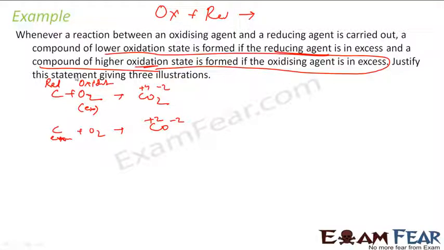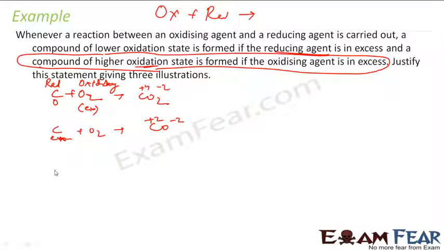So if you see in this case, carbon is getting oxidized, oxygen is getting reduced. So oxygen is the oxidizing agent and carbon is a reducing agent, right? If you pour more oxygen, you get higher oxidation state. If you put more carbon, which is my reducing agent, I get lesser oxidation state. We can take more examples.